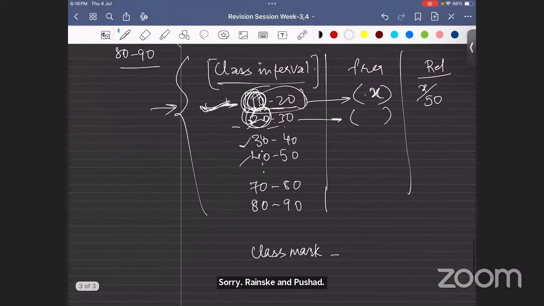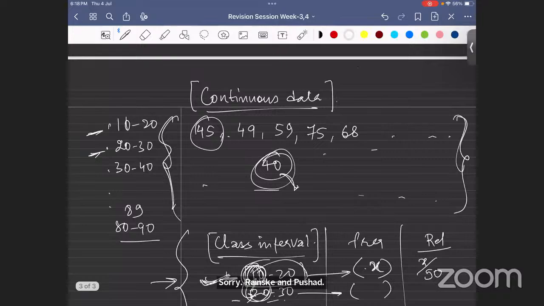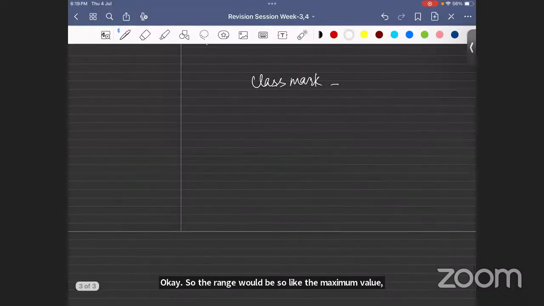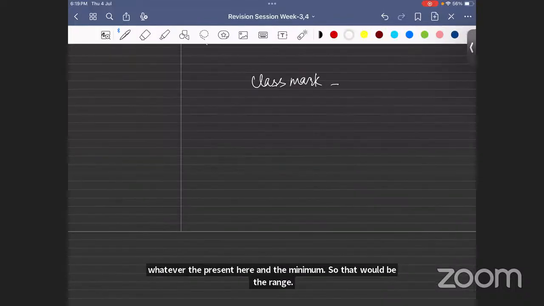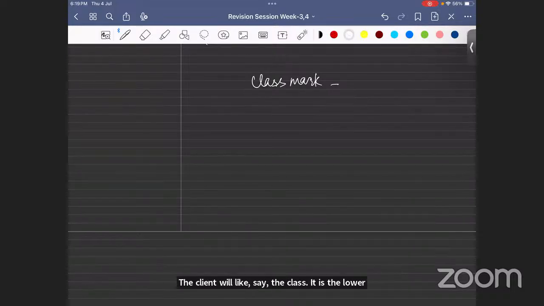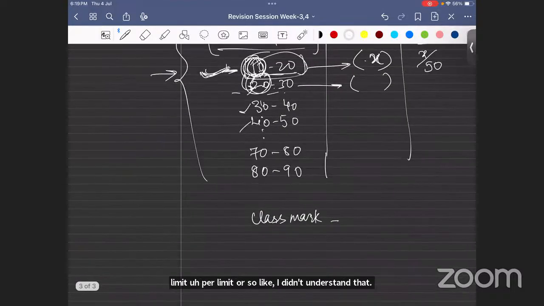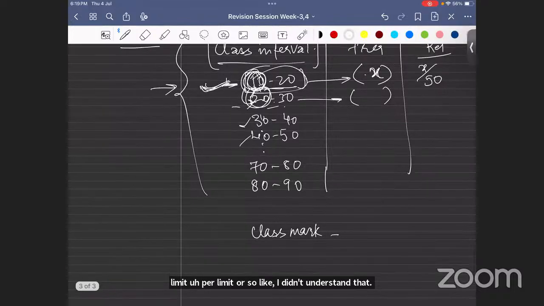Okay, so the range would be the maximum value present and the minimum. So that would be the range. Sir, the class width is the lower limit minus upper limit, or, sir, I didn't understand that. Class width you're talking about? Yes, sir, like the class width of this 10 to 20 interval, it will be 10, right?